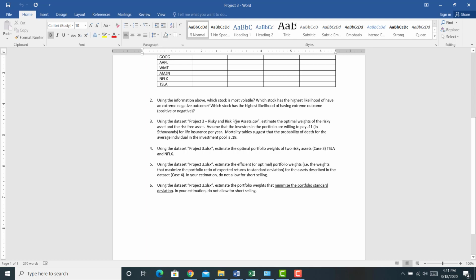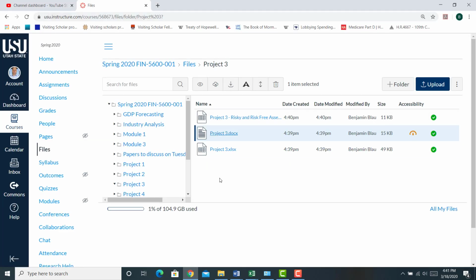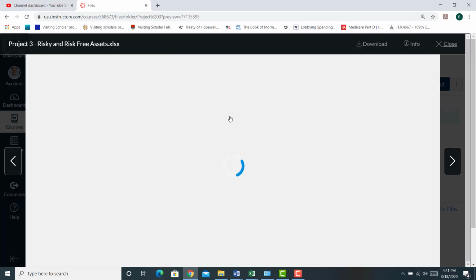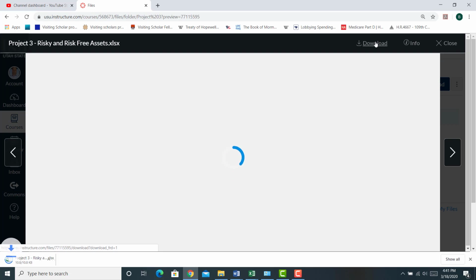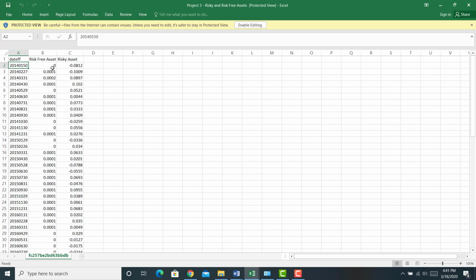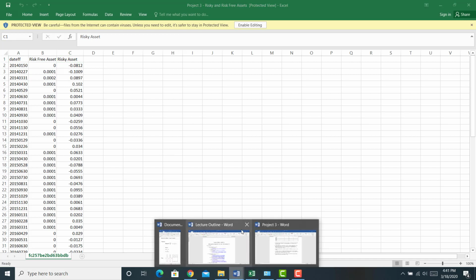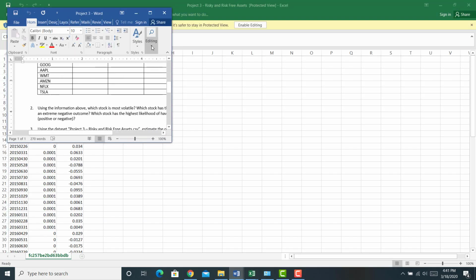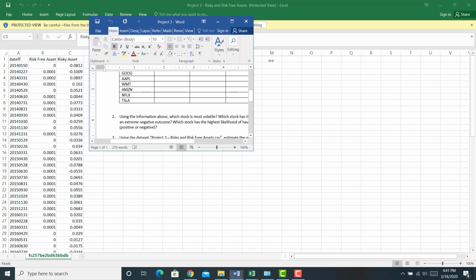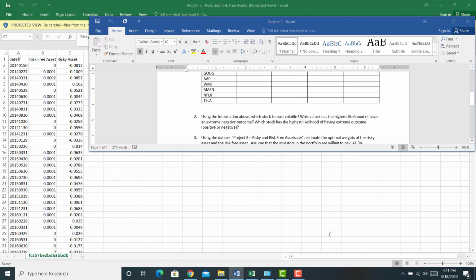This data set is the risky and risk-free assets. Again, that's going to be located in Project 3's folder. Let me give you a heads up of what this might look like. This is an Excel spreadsheet as well. Give me a second here. So here you have the risk-free asset from 2014 till present. And in column C, you have the risky asset. So you're going to put together a portfolio made up of these 2 assets.